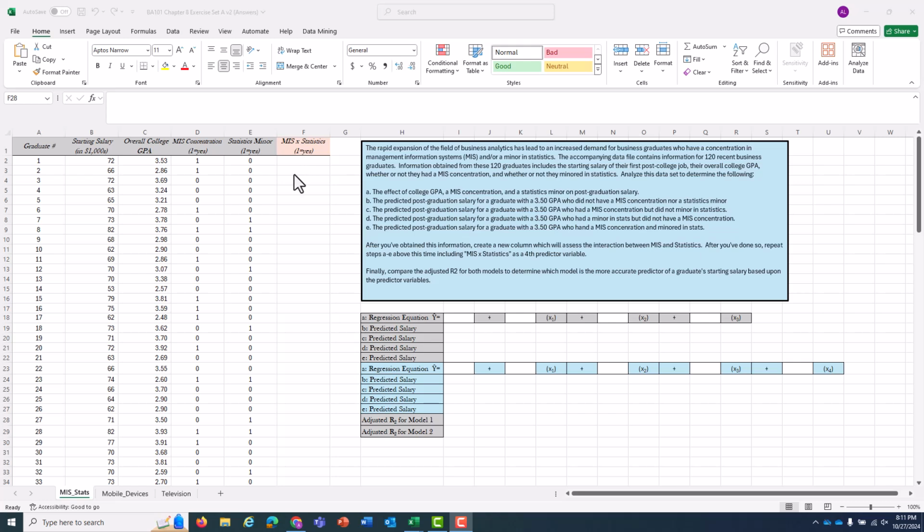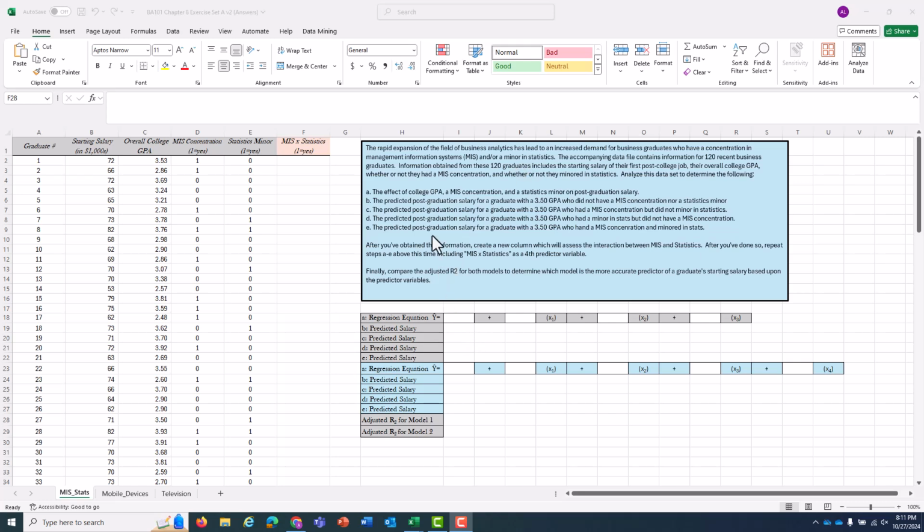In this case, ours is going to be a major in management information systems and a minor in statistics, which should be the best possible scenario for preparing a recent college graduate in the field of business analytics for getting a high-paying job upon graduation.